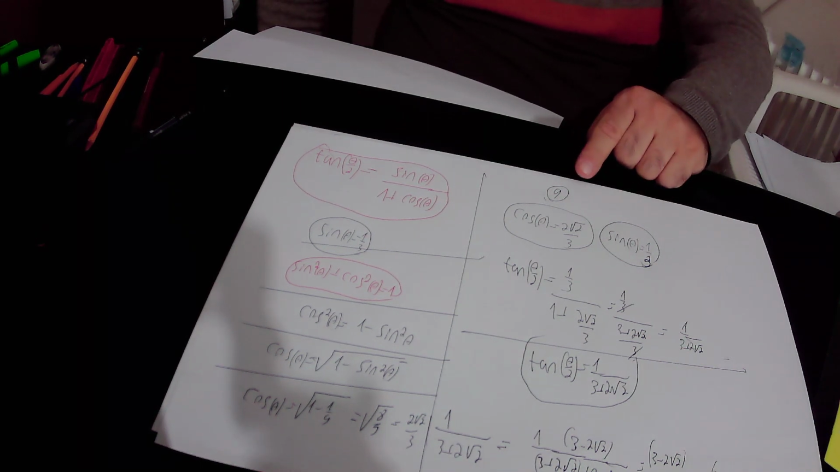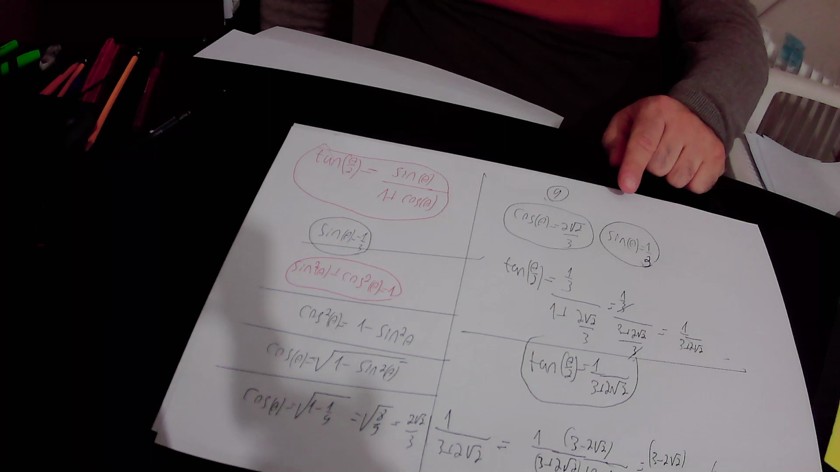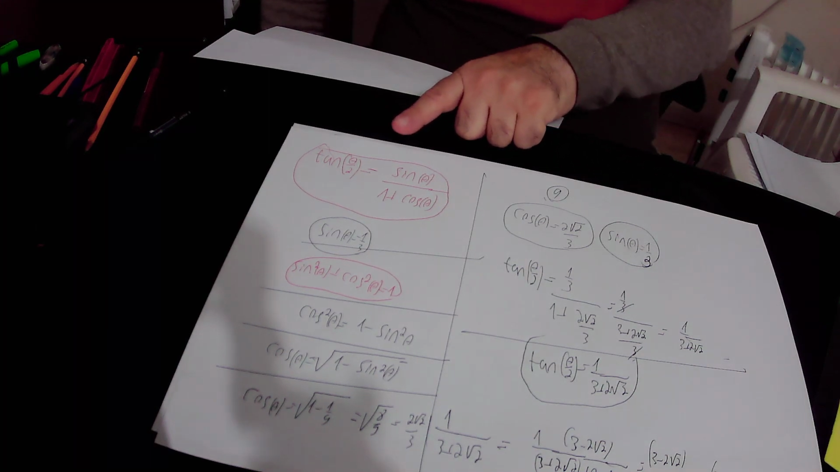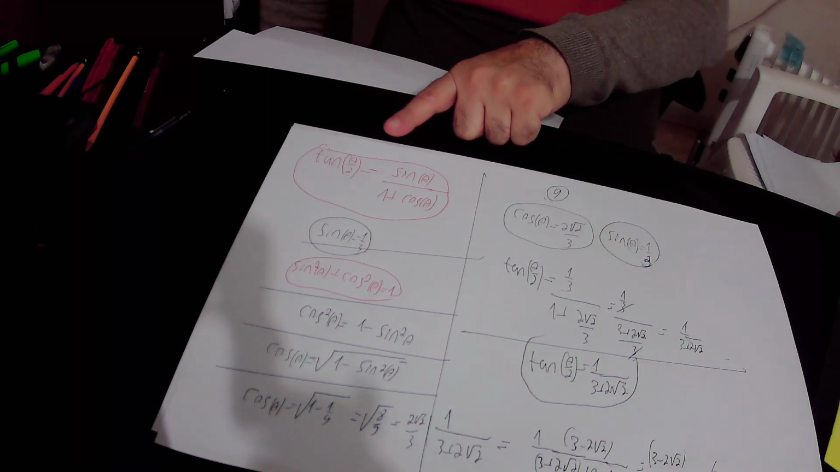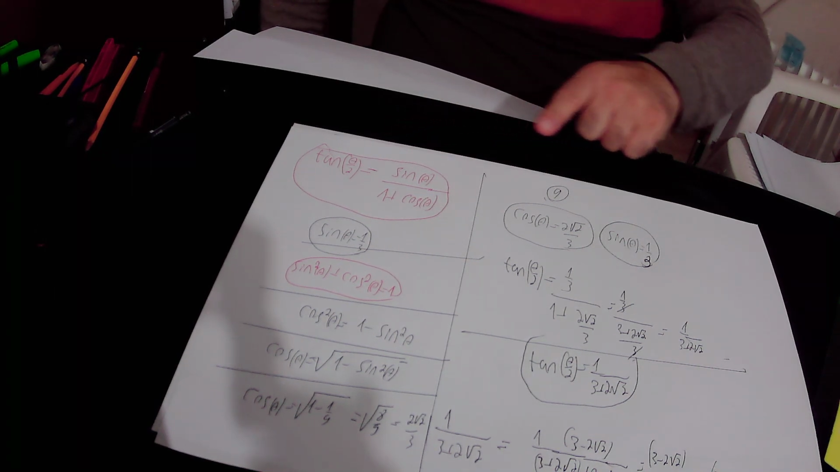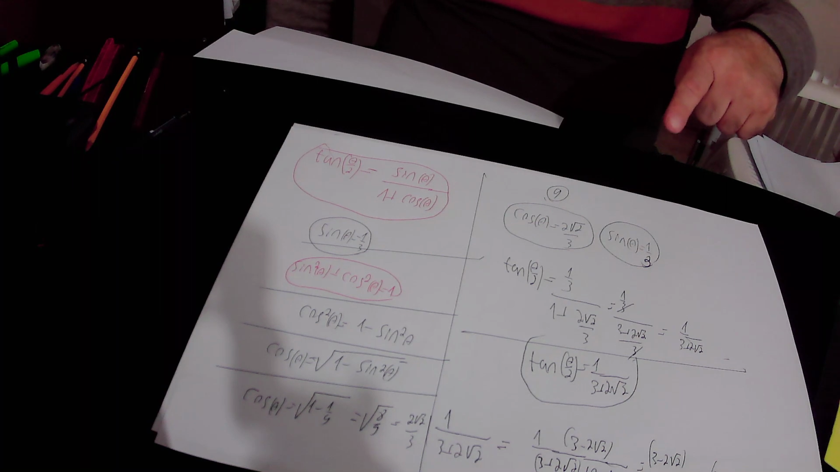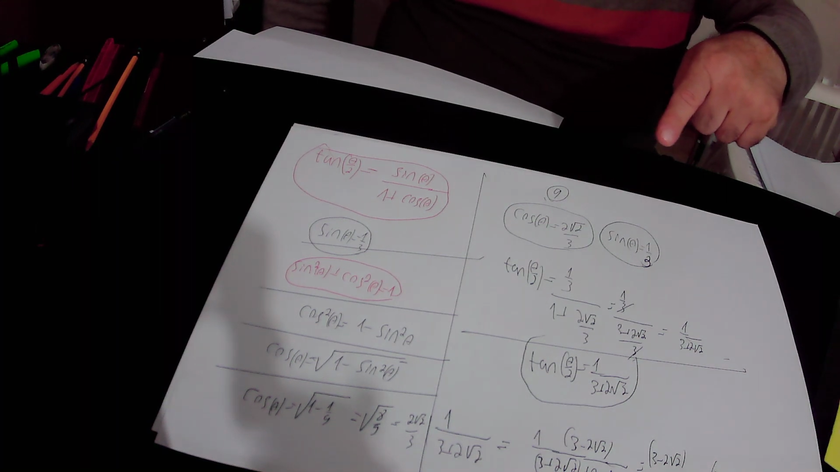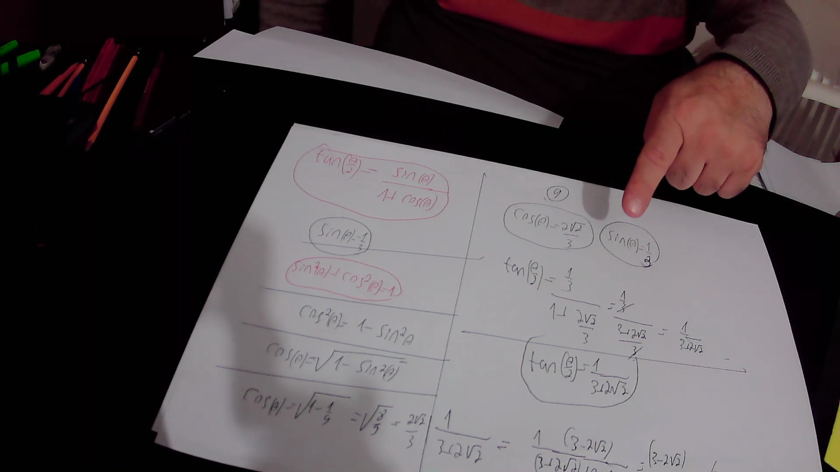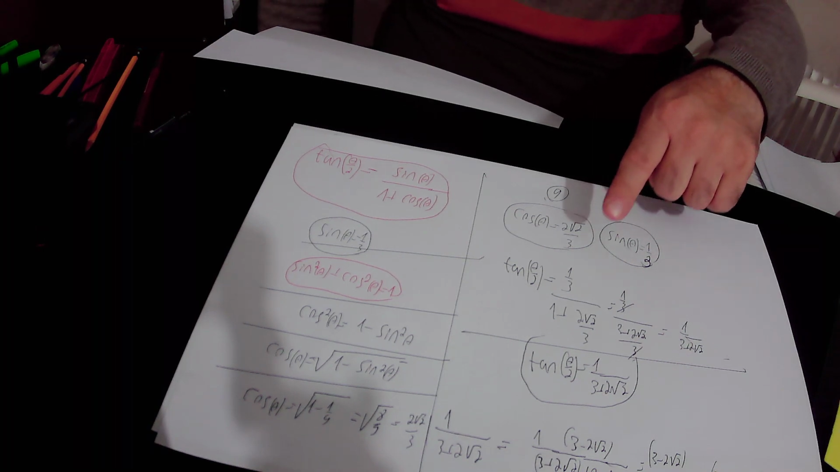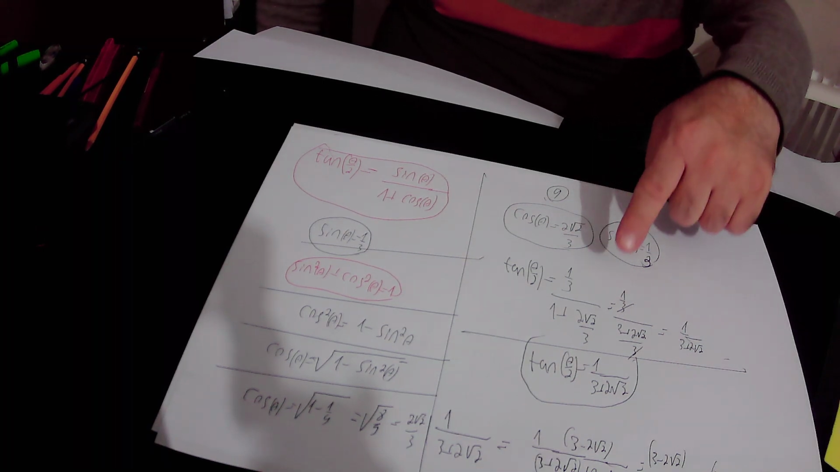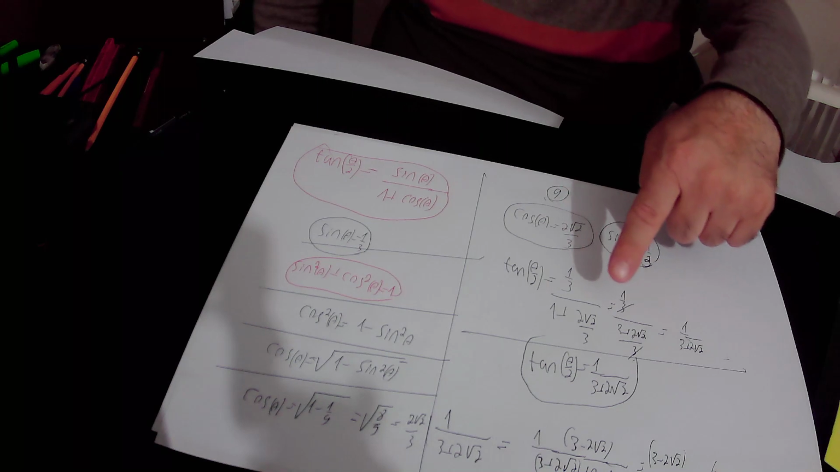So now we can put the values of cosine theta and sine theta inside the trigonometric identity for tangent theta over 2. So tangent theta over 2 will be equal to sine theta, that is 1 over 3, over 1 plus cosine theta, that is 2 times square root of 2 over 3. Here we multiplied 1 by 3 and then we divided by 3 in order to have a common factor with this expression.